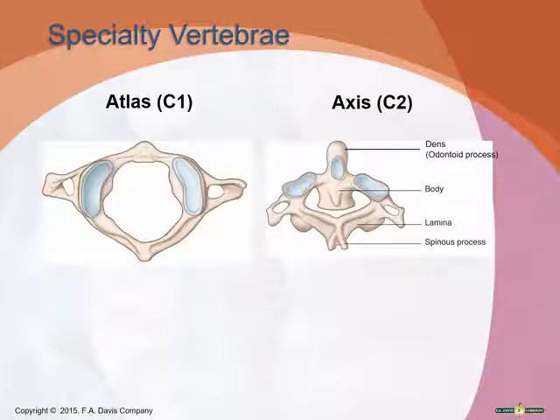And then the axis, C2, so that's your second cervical vertebrae, has a projection called the dens, right here, also known as the odontoid process. This projects into the atlas, and it's what allows your head to swivel from side to side, like when you say no, or shake your head no, or shake the spider webs out of your head in the morning when you first wake up.